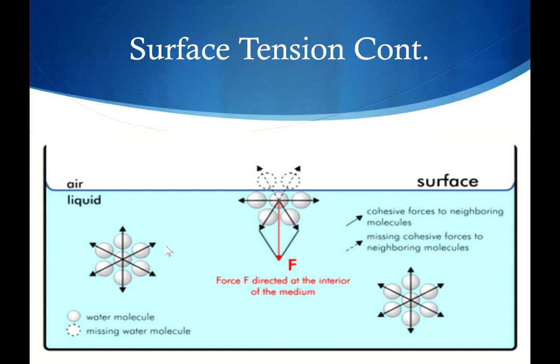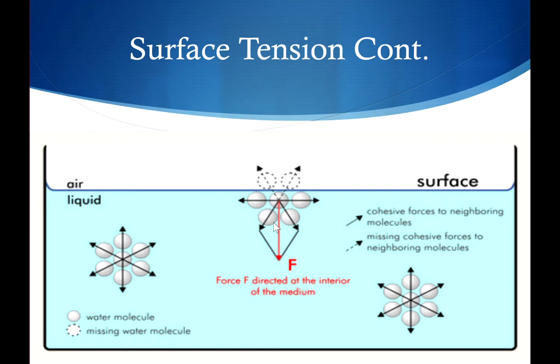Then a molecule located on the surface of a liquid lacks some neighboring molecules and thus experiences an imbalance of forces. So for example, this molecule of water is at the surface, lacking some neighboring molecules, which are these two missing water molecules. So it will have 4 water molecules in the water and 2 missing ones, and then experiencing an imbalance of forces.